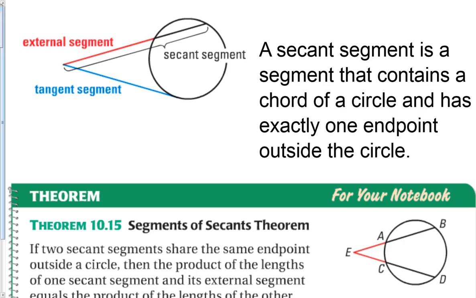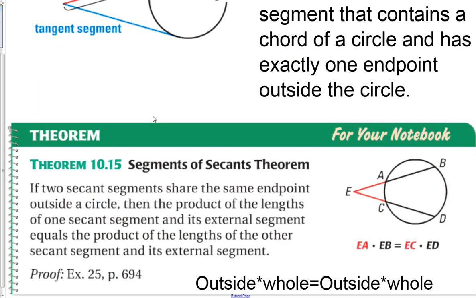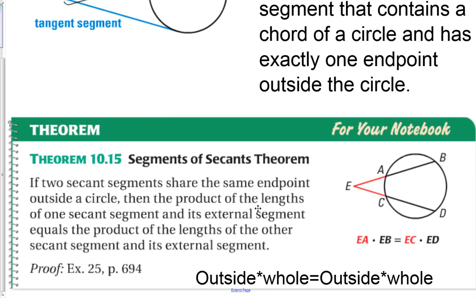Moving on. Now, the next form. As a reminder, we've got secant and a tangent, and they're going to have their own rules for dealing with a circle. Notice they're saying secant, we can talk about the outside part, or external, versus the whole, and we will use that for the formula. So, segments of a secant theorem, right?